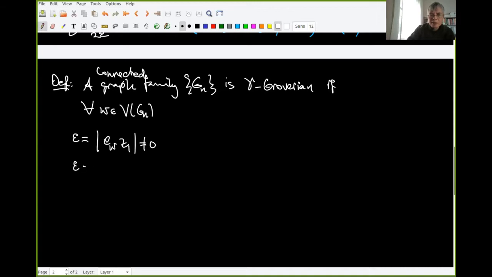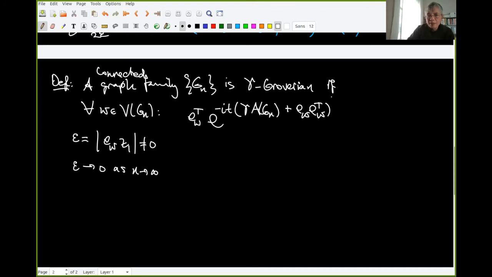So as n goes to infinity, we'd like to impose that the quantum walk scaled, so we scale the adjacency matrix by gamma, and we add the rank 1 perturbation as before, and we were to start from the principal eigenvector of the adjacency matrix of this graph. Then this expression, which is essentially the fidelity, is at least a constant.